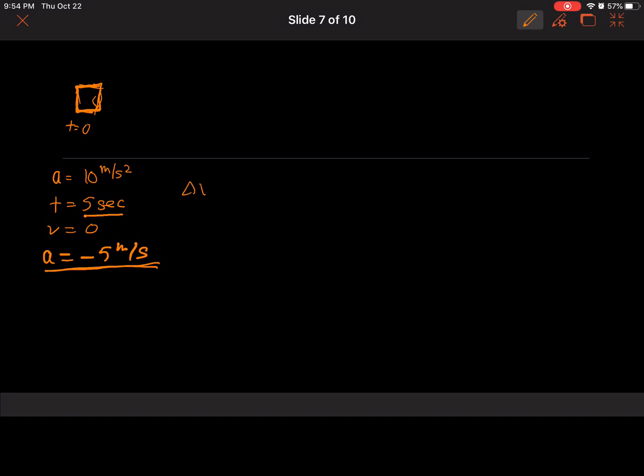So that would be change in x. Since initial speed is 0, you can ignore the initial speed times time. That's just 0, so this is just half a t squared. In many cases, the initial speed will be 0, so you can just use this formula. So it would be half times 10 times 25. This is 125 meters.